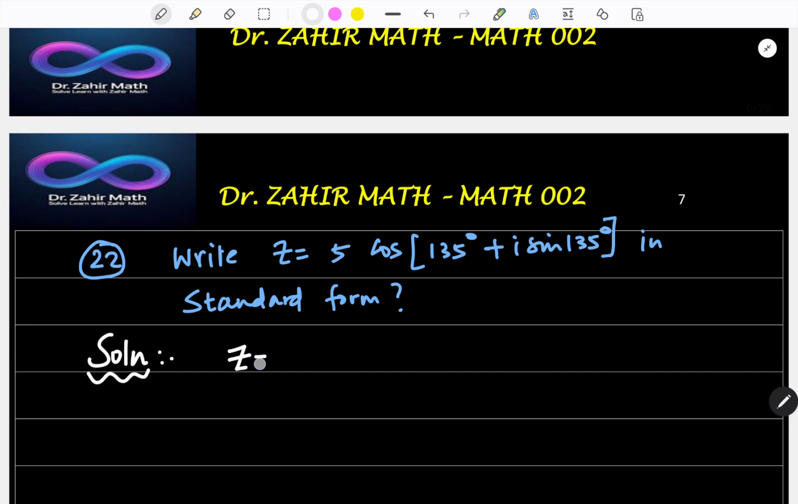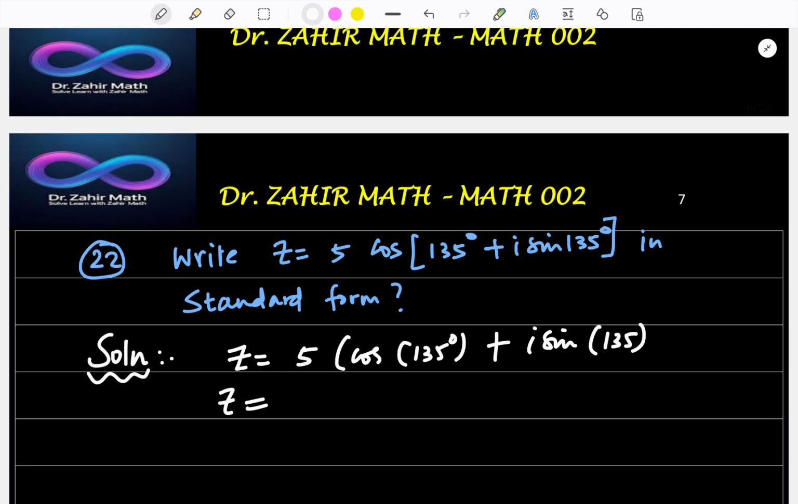In the same manner, take your calculator. You just type 5 times cosine 135 plus i sine 135, which is equal to Z. So let me type here 5 bracket, cosine 135, close the bracket, plus i sine 135, close the bracket, again close the bracket. The answer is 5 times square root of 2 divided by 2, plus 5 times root 2 by 2 i.